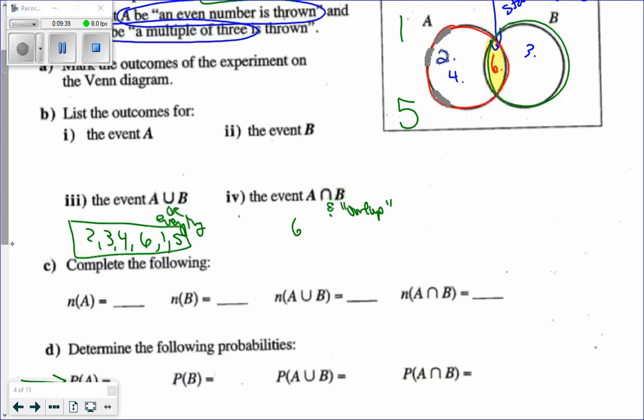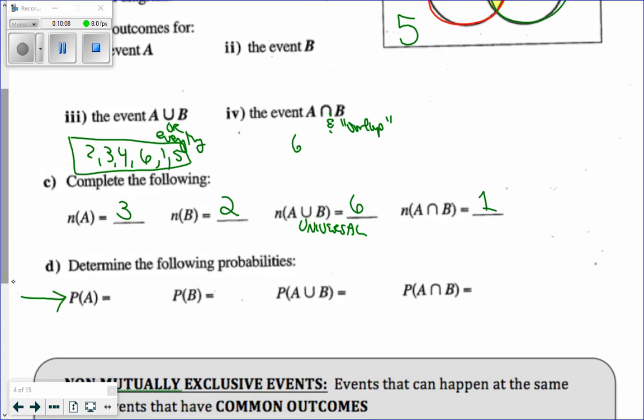So how many elements do we have in A? 3. How many elements do we have in B? 2. How many elements do we have in A or B? 6. A and B? 1. So this right here is your universal, because A or B is everything that could happen. So then the probability is going to be 3 out of 6, 2 out of 6, 6 out of 6, 1 out of 6.